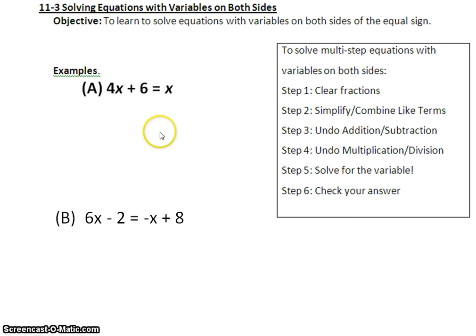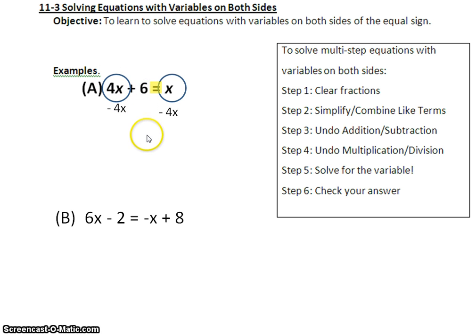So in example A, we have 4x plus 6 equals x. First we're going to identify the like terms. The like terms are 4x and x. Now, there's an equal sign that separates those two. In order to combine those like terms, we're going to have to move one from one side of the equal sign to the other. We can do that by subtracting 4x from the left-hand side, as long as I subtract 4x from the right-hand side. This 4x minus 4x will be eliminated.